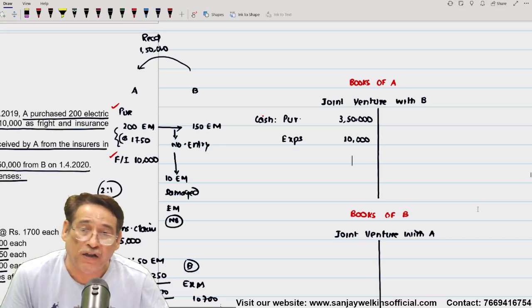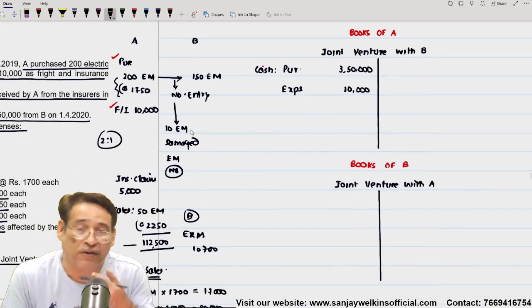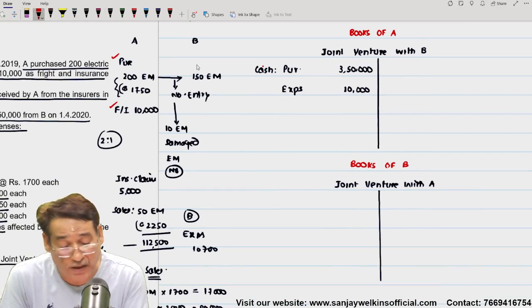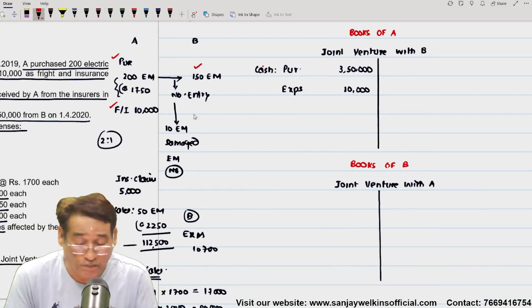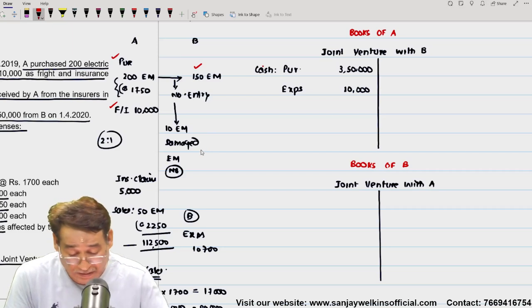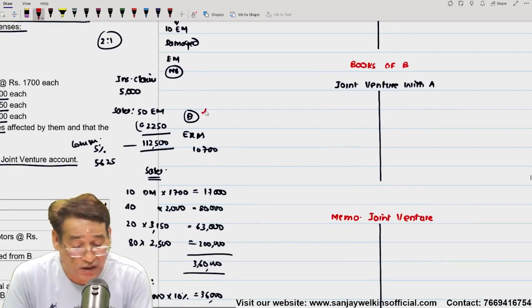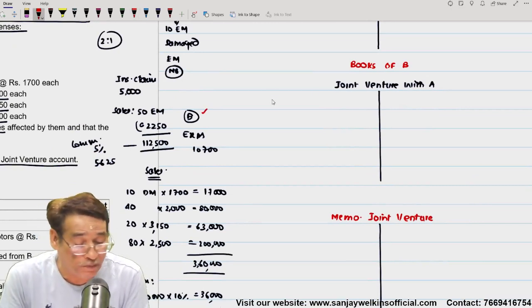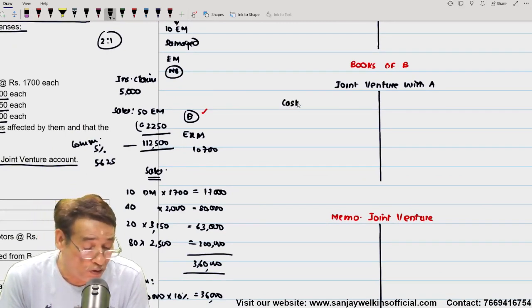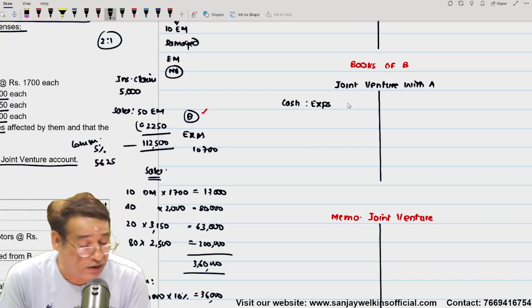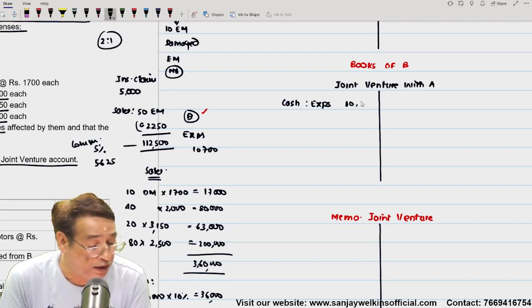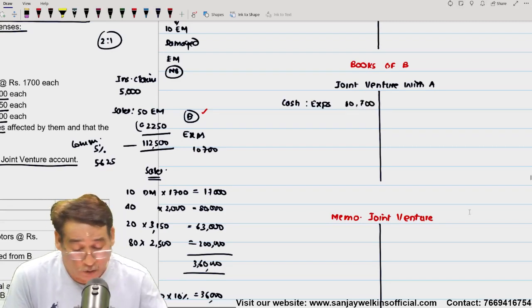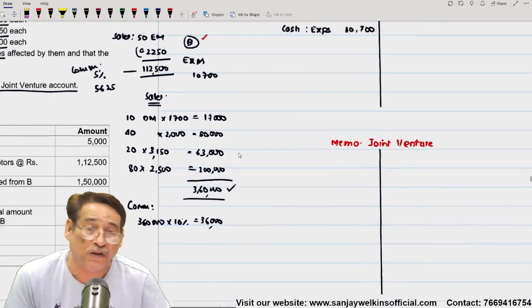Then what he did, he sent 150 motors to B, correct? And what B did, it is given in the question, B incurred expenses of 10,700. So first of all, I am going to write in the books of B, to cash, expenses. Expenses of B, we totaled them up, 10,700. Then B made the sales, and total sales of B is equal to 3,60,000.